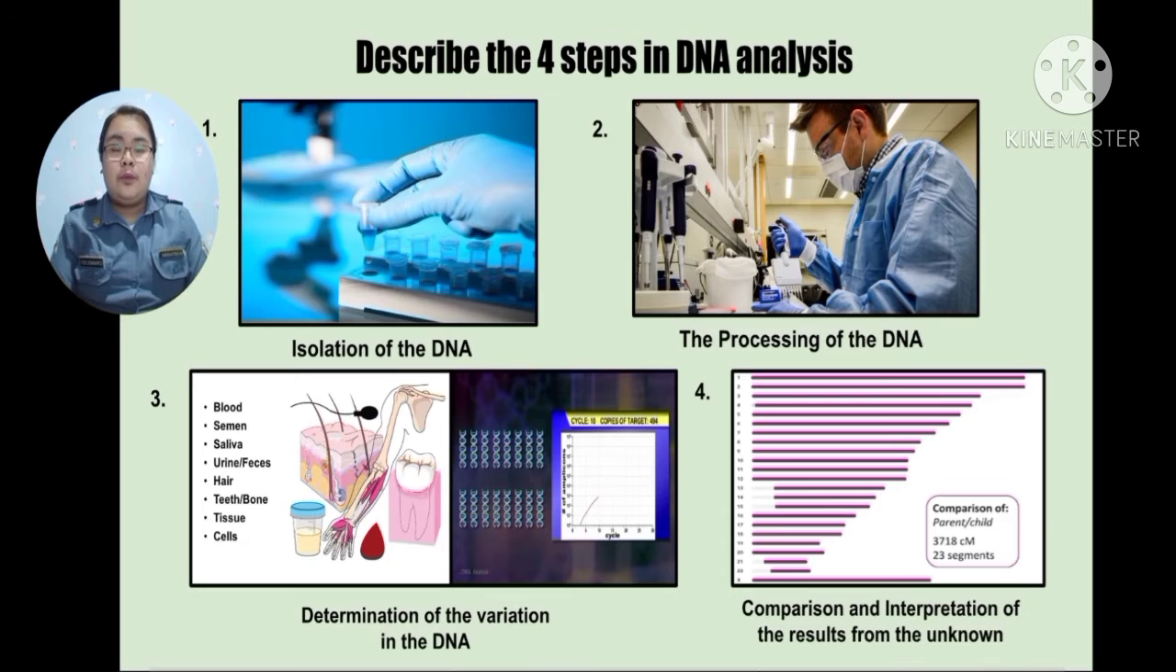So, next, number 3, determination of the variation in the DNA. So, sa determination of the variation or types of DNA daw po, ano nga daw po ba yung variation? So, ito daw po yung genetic differences or pagkakaiba-iba ng mga dumaan sa testing na biological evidence. So, sa ganitong paraan daw po is malalaman natin kung anong type ba siya, kung dugo ba siya, kung laway ba siya, or semen ba siya.